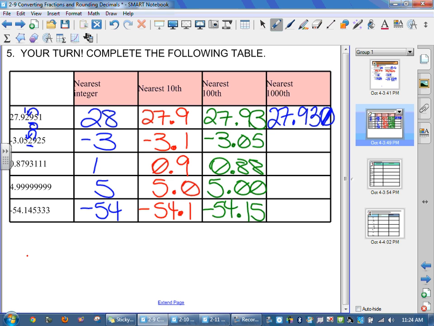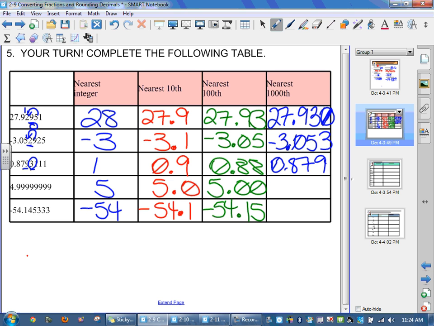Round up. So we get -3.053. Okay, that 2 becomes a 3. On the next one, I look at the 9, and then I look at the 3 right after him. What does the 3 tell the 9 to do? Tells him to stay the same, don't change. So we get 0.879. Finished.